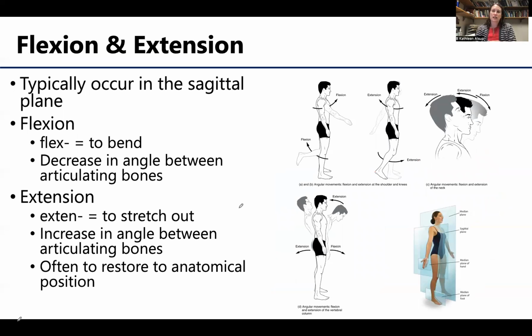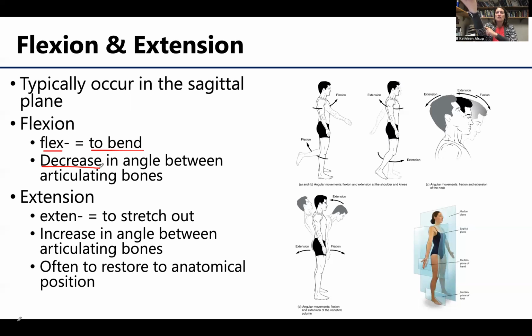Okay, so let's start with flexion and extension, because typically this is one of the easier ones to conceptualize. And this typically occurs in a sagittal plane. Okay, the sagittal suture is going to be located here, splitting the body into right and left halves. And flexion literally means, flex means to bend. So what we are doing here is decreasing the angle between articulating bones. I always think around the elbow joint region, that's one of the easiest to conceptualize. Flexion, think about you're reducing the angle right here in this particular joint.